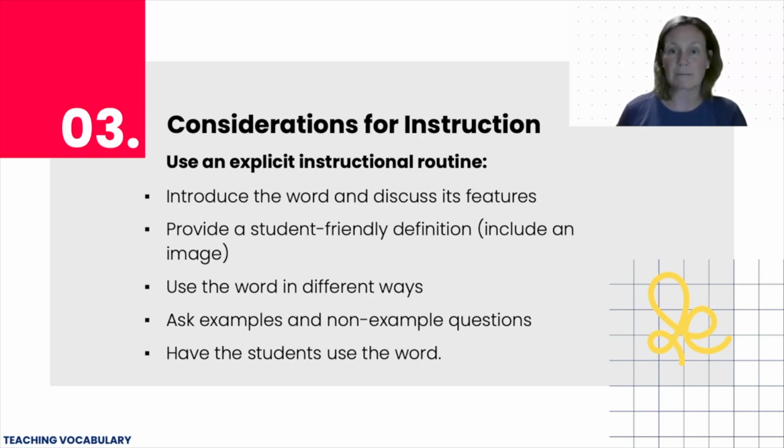Steps might include the following: introduce the word and write the word for students to read. Encourage the students to pronounce it. Discuss its features, including its spelling, part of speech, morphemes, etymology, and cognates. Next, provide a student-friendly definition and consider showing an image, followed by using the word in a number of different examples. Check student understanding by asking examples and non-example questions. And finally, have the students use the word orally and in sentences.